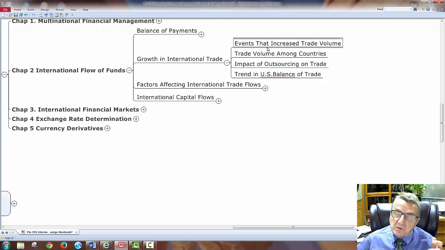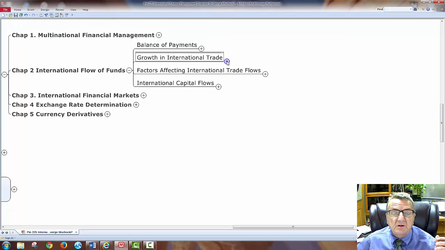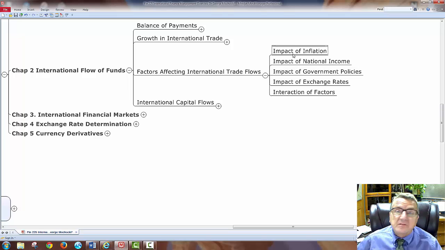So how can we do it? How can we do something that's going to keep the multinational companies still staying in the United States? We don't want to overtax them, but we want to make this environment look favorable. So trade value among countries, impacting outsourcing, trends in the U.S. balance of trade, factors affecting international trade, impact of inflation, and inflation, how does it affect us?